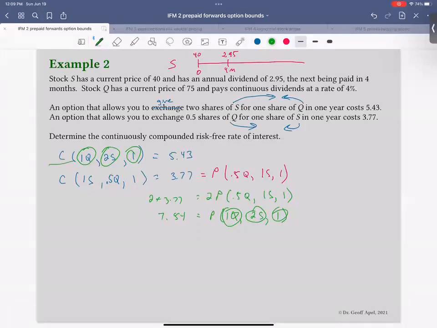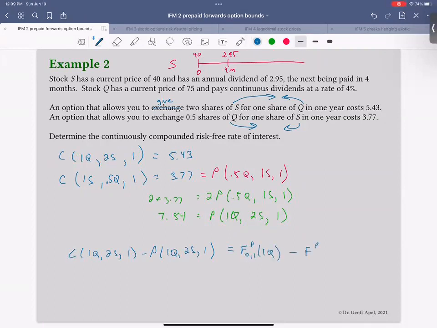Now I've got 1 call, 1 put. I could do put call parity. So let me do that. So I've got here call 1 Q, 2 S, 1 year minus put 1 Q, 2 S, 1 year. Equals, okay, prepaid forward minus prepaid forward. Prepaid forward of the first thing minus prepaid forward of the second thing. So prepaid forward of 1 Q minus prepaid forward of 2 S. Okay, so nothing super groundbreaking right here, but awesome.